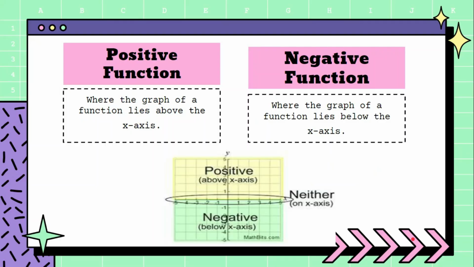Then we have positive and negative functions. So the positive regions of a function are those intervals where the function is above the x-axis. It is where the y values are all positive. Then the negative regions of a function are those intervals where the function is below the x-axis. It is where the y values are negative but not 0.